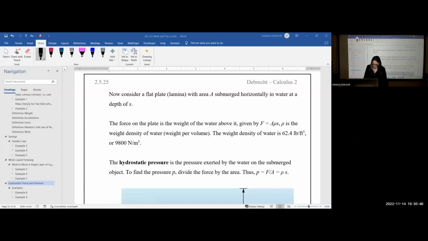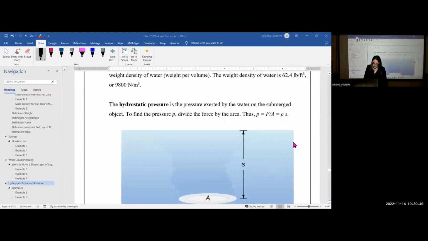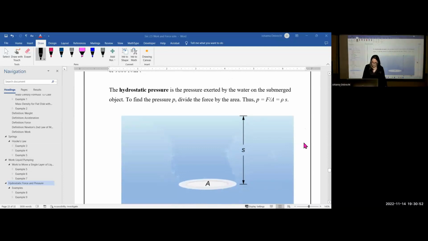Now what we want to look at and think about is the hydrostatic pressure. That's the pressure exerted by the water onto the submerged object. Now you can see that the object is down here at a depth of S. I like to draw my S so that it goes from the surface of the water down to whatever the object is that's submerged. That is not always the way it has to be set up. We'll do one where that is the case and one where it is not the case, so that you can see that S can actually be set up quite differently. All right. And then to find the pressure, you just take the force and you divide by the area of the plate. And that will give you the weight density of the water times the depth.